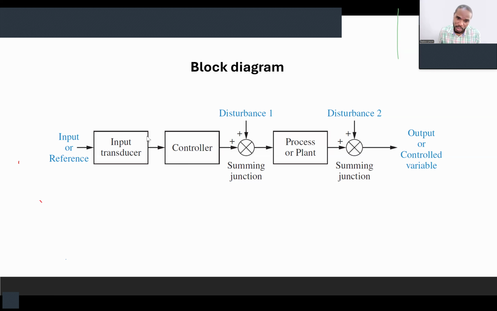Because there is a disturbance. So when we represent all these transfer functions and show how they are connected one with another, we call this a block diagram. Is that okay? This particularly is an open loop system. When we come to the various kinds of control systems, we will define an open loop. That will be in our next class.